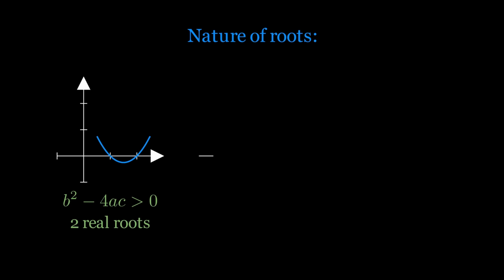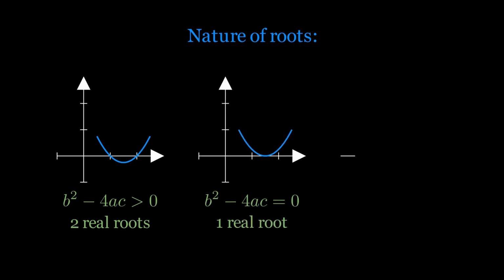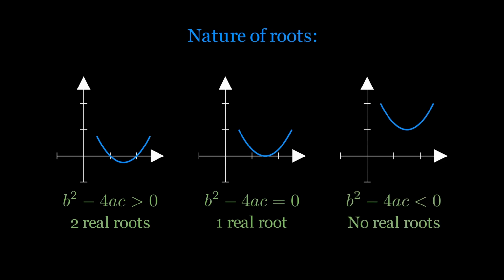Thus, if the discriminant is greater than 0, two solutions exist. If the discriminant equals 0, one solution exists. And if the discriminant is less than 0, no real solution exists.